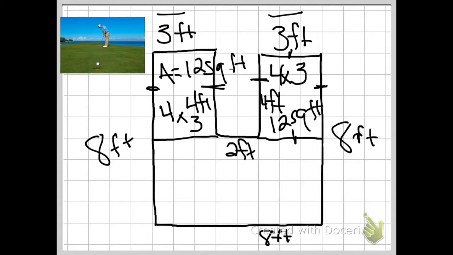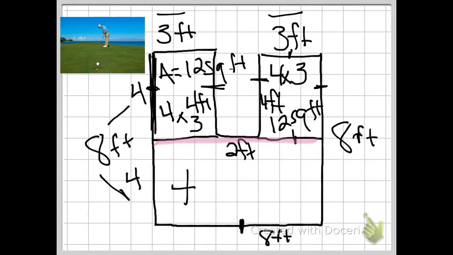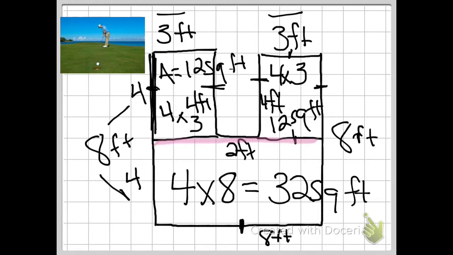Now I look at my big rectangle. I see that this is 8 feet across, so this whole line right here would be 8 feet across. And if this side is 4, that 8, 4 went over here, so whatever's left over would go over here, and that just happens to be 4. So the length would be 4 times the width, which would be 8. So 4 times 8 equals 32 square feet.